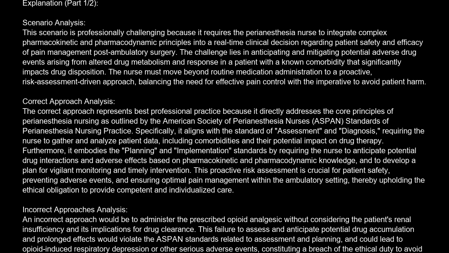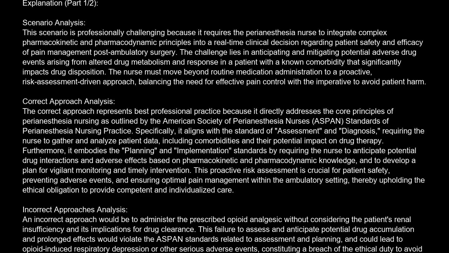This proactive risk assessment is crucial for patient safety, preventing adverse events, and ensuring optimal pain management within the ambulatory setting, thereby upholding the ethical obligation to provide competent and individualized care. Incorrect approach analysis. An incorrect approach would be to administer the prescribed opioid analgesic without considering the patient's renal insufficiency and its implications for drug clearance.